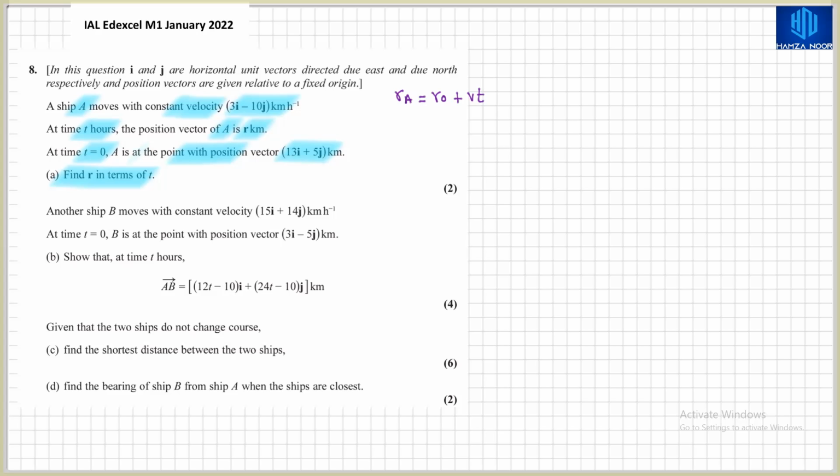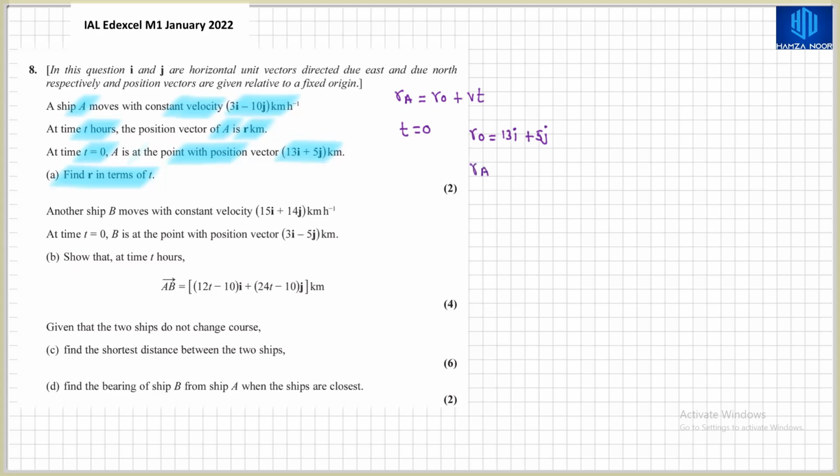As we know, when time t is equal to 0, the position vector of ship A is 13i plus 5j kilometers. So we are going to say that r naught is equal to 13i plus 5j. And the velocity vector is given to us in the question, which is 3i minus 10j kilometers per hour.